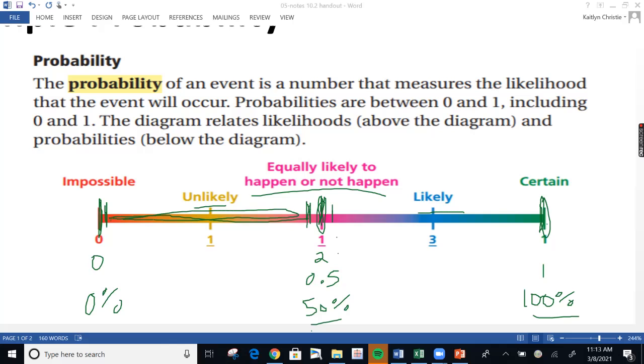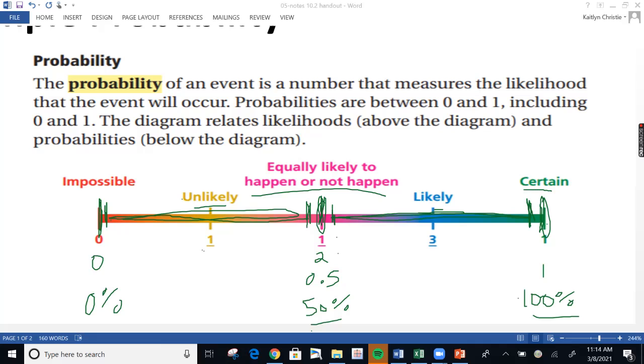And this is the same thing. It's that whole entire range. So if I tell you that there's a 1% chance of it happening, it's not impossible, it's just unlikely. If I tell you it's 99% possible, it's not certain because it's not 100, but it is likely. So the middle range is what we're going for here.